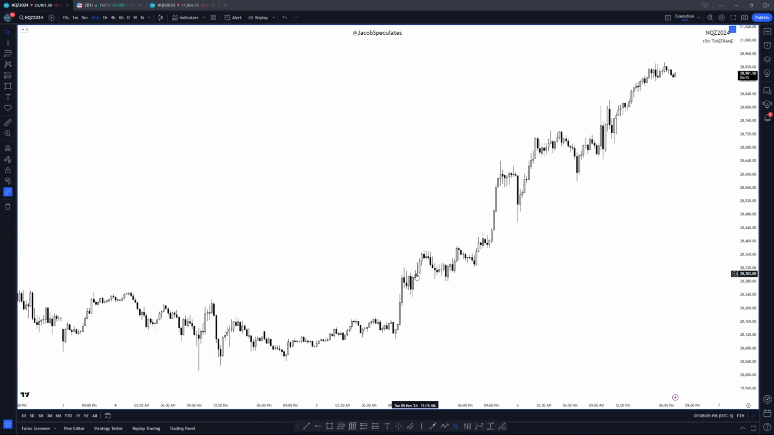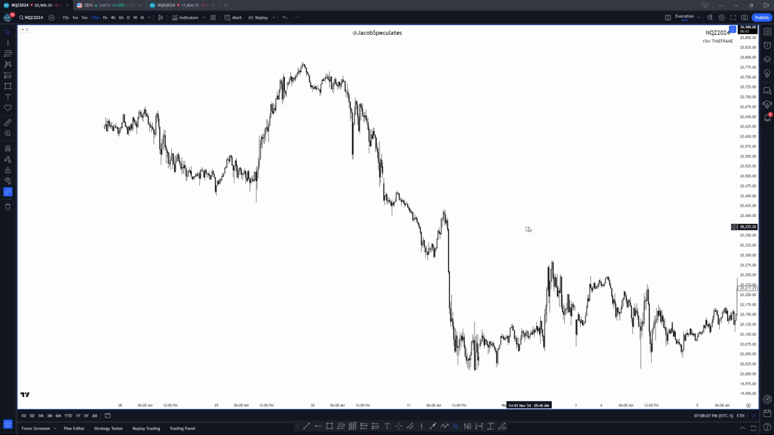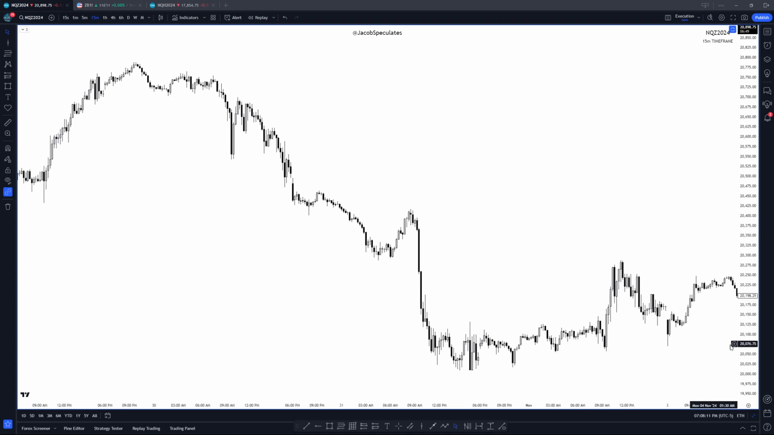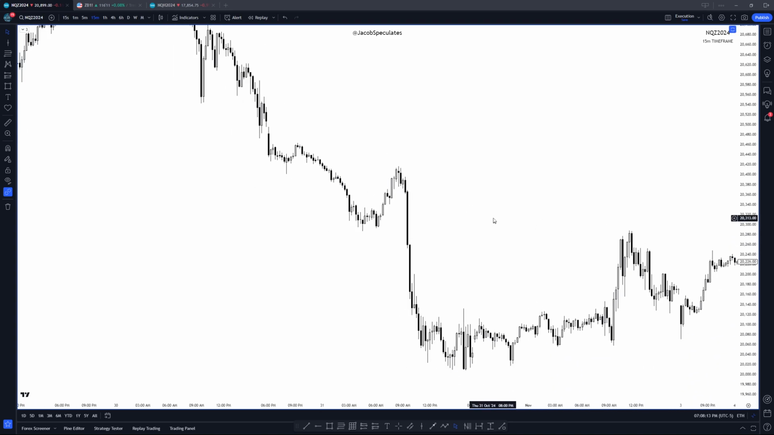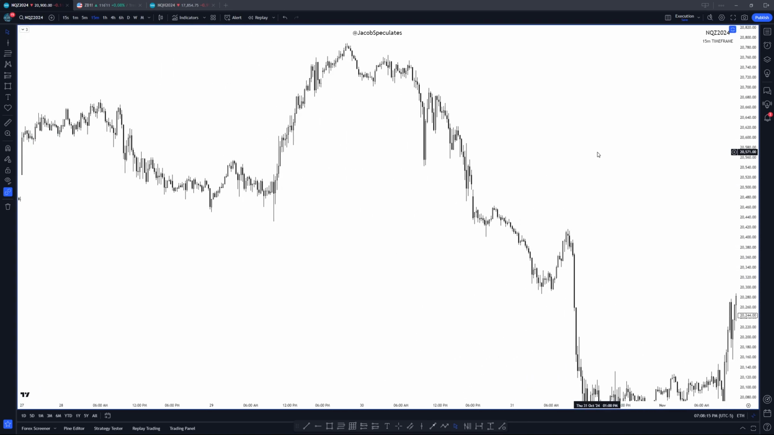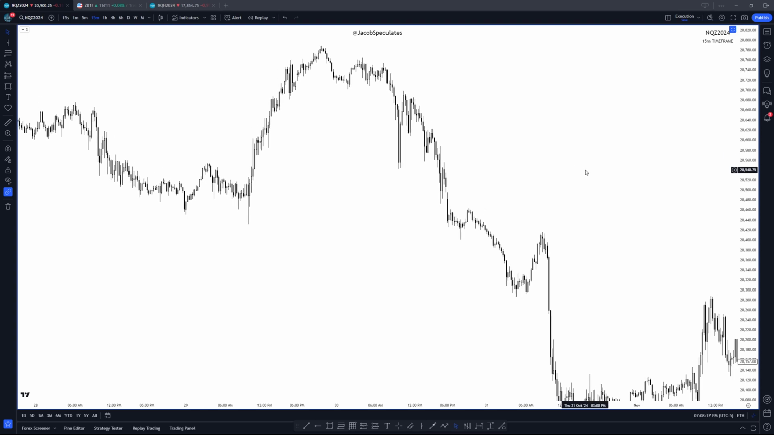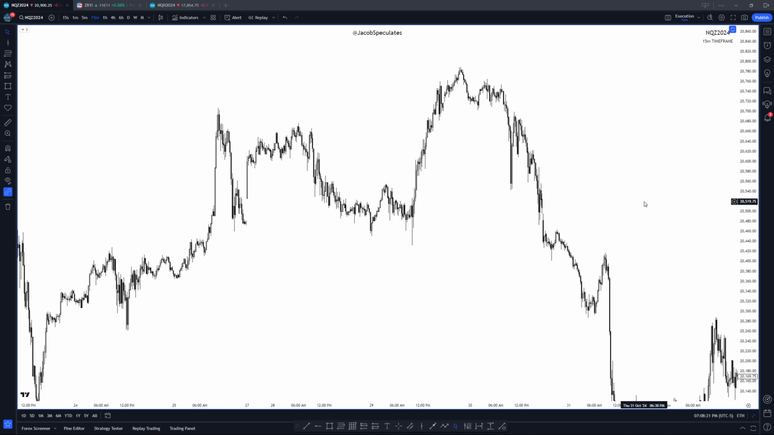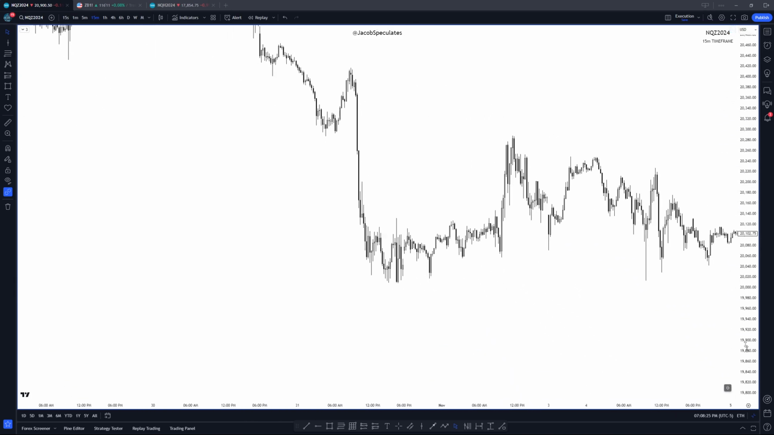Could you show an example? Yes. What was that trade I took the other day? What day was that? Is it last week? Yeah, it was last week.